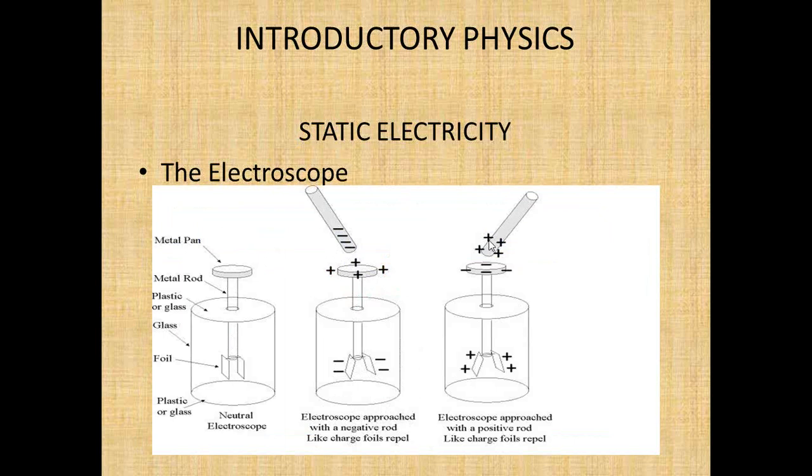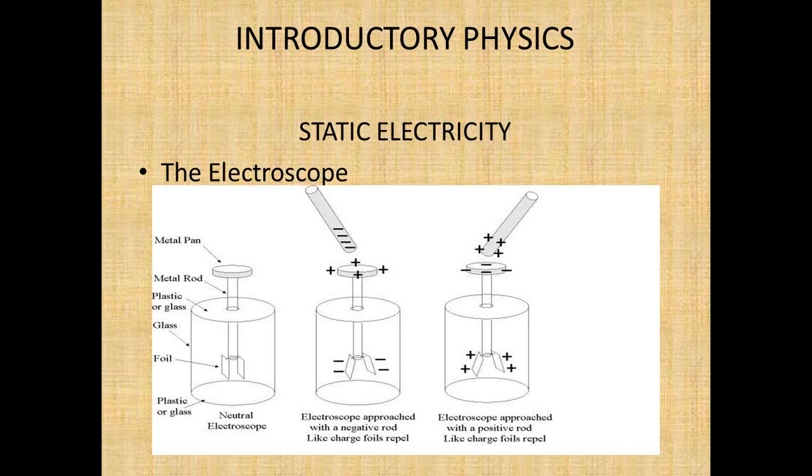Similarly, if you have a positive rod and you bring it in close proximity to the metal pan, it's going to attract the electrons. The electrons are going to come from the lowermost portion and crowd up here. The leaves are going to be positive, and because like charges repel, and the leaves are now positive, they're going to repel each other. So they're going to separate. So you can see that with any charged object, the leaves are going to separate. If it's a neutral object, the leaves are going to be parallel. There's not going to be any separation.